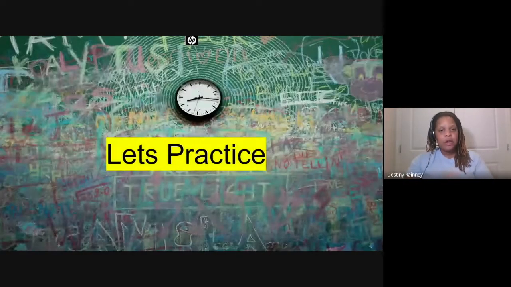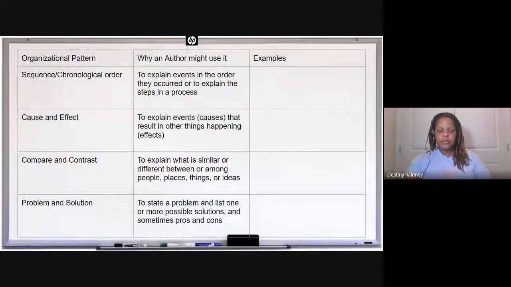All right, now that we know the different organizational patterns and why authors use them, let's practice. I want you to take a look at the chart in front of you. We have each of the organizational patterns in one column, the reason why the author might use them in the center column, and then the example column is blank. I'd like for you to help me complete this chart. So on your sheet of paper, we're going to go one at a time, and I want you to list one example for the particular type of organizational pattern.